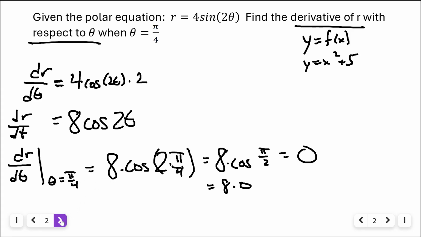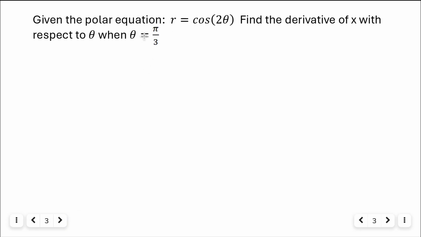That's as easy as we can make it, so let's make it a little more complicated. Given a different polar equation, r is equal to cosine 2 theta, now I want you to find the derivative of x with respect to theta when theta is equal to pi over 3. I want you to find dx d theta. But I don't have x in this equation. I have r in this equation. r is what's written in terms of theta. So how would I find dx d theta?